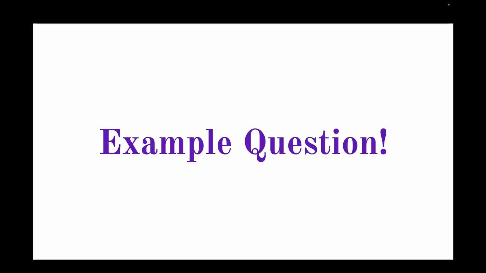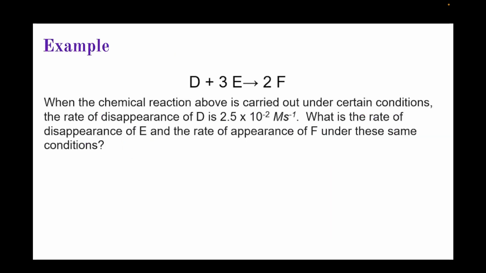Now let's have an example question. D plus 3E turns into 2F is the chemical equation we were given. When the chemical reaction above is carried out under certain conditions, the rate of disappearance of D is 2.5 times 10 to the power of negative 2 M·s⁻¹. M·s⁻¹ is the unit used for this rate. There are different units that can be used, but that will be explained later on in a different part of Unit 5. What is the rate of disappearance of E and the rate of appearance of F?